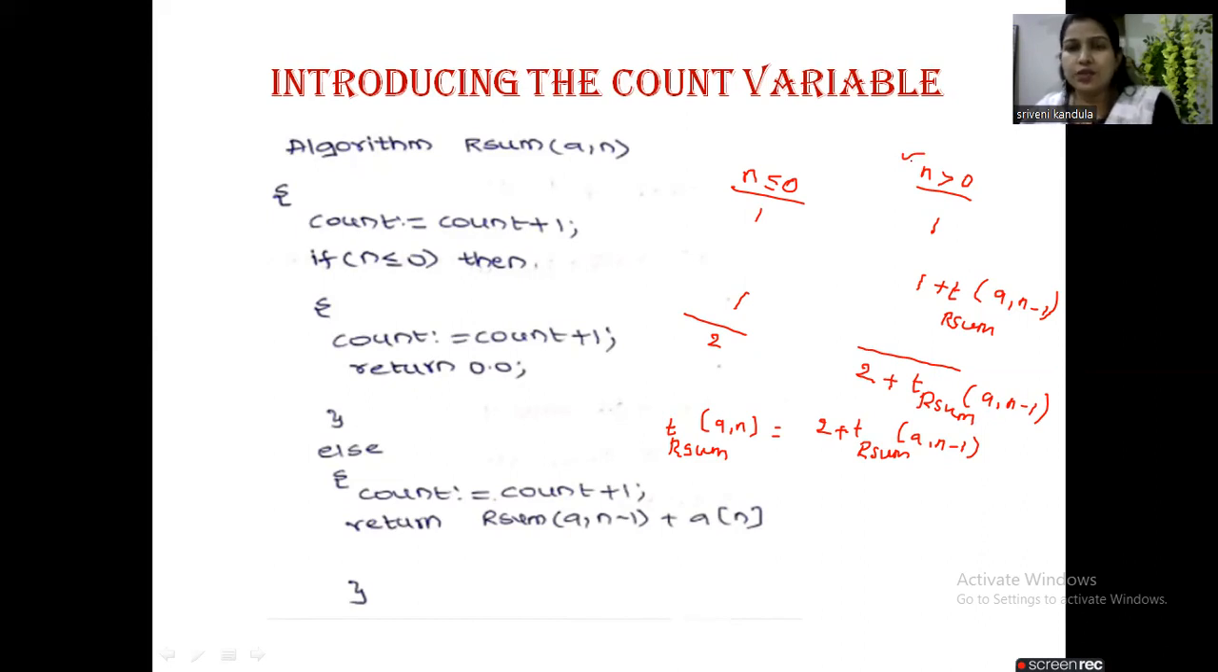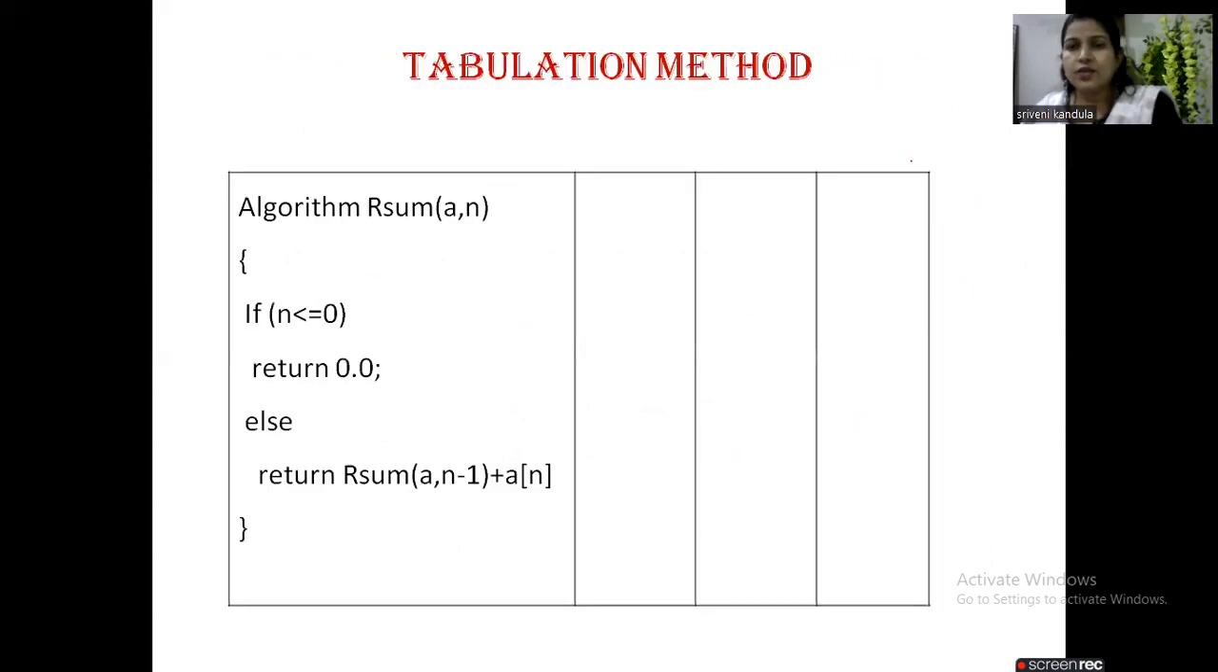With this, we have finished how to introduce the count steps using the count variable method. But we have to solve the recurrence relation in order to get the total step count. Now let's see the tabulation method also. In the tabulation method, what are the entries of the table? The first one is the statement.